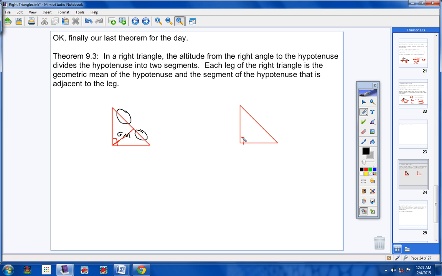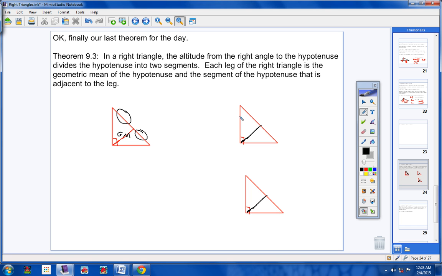Now let's come over here and look at something different, okay? Go ahead and draw your altitude from the right angle. Now listen carefully to what it's saying. Each leg of the right triangle is the geometric mean of the hypotenuse and the segment of the hypotenuse that's adjacent to the leg. Let me show you what that means. Please take some really good notes, okay? In fact, you're going to need two of these triangles. In your notes, I would encourage you to draw two triangles like this, okay? Now, please watch carefully. Here we go.